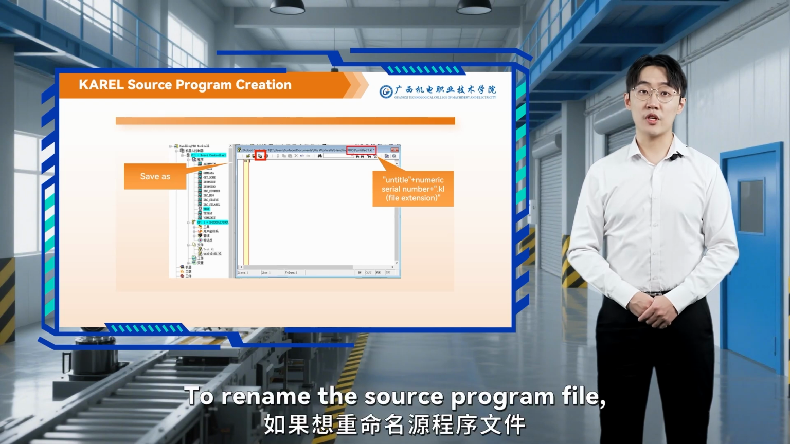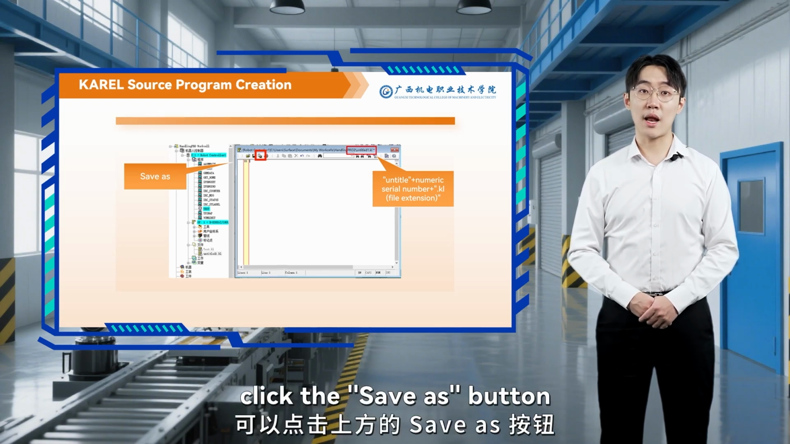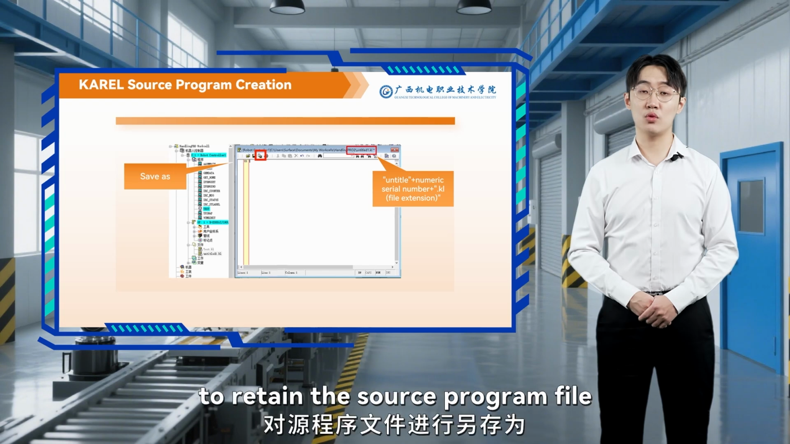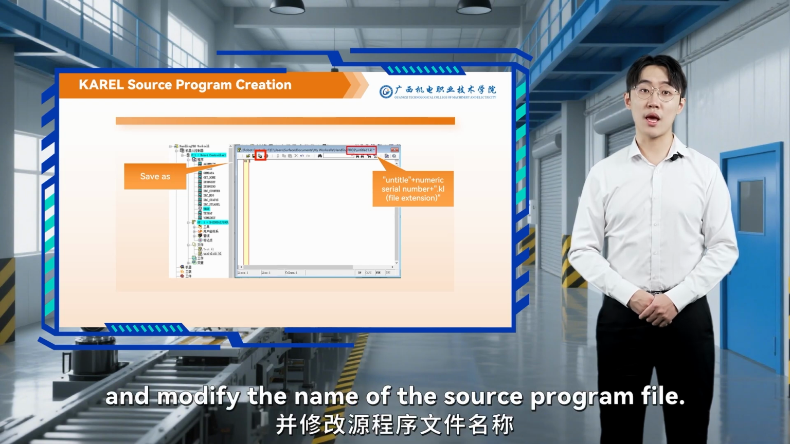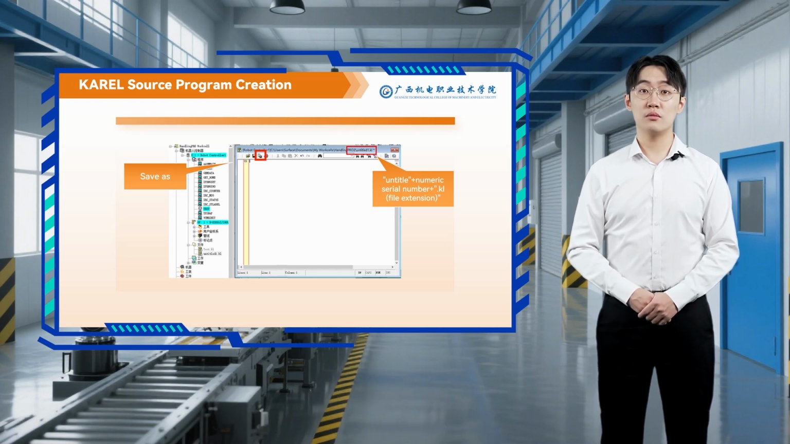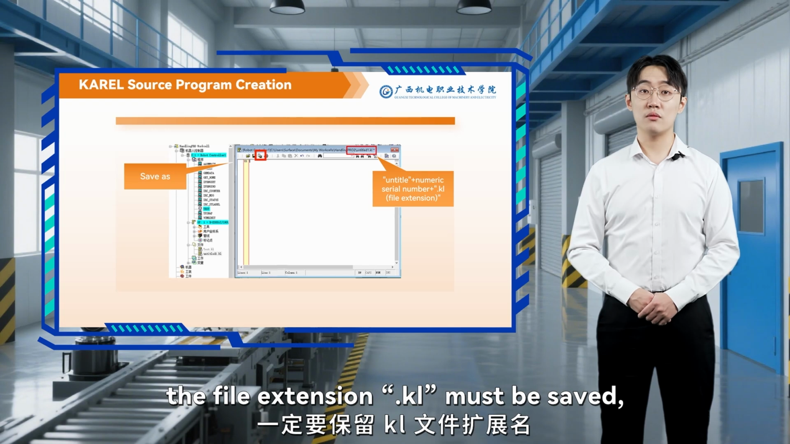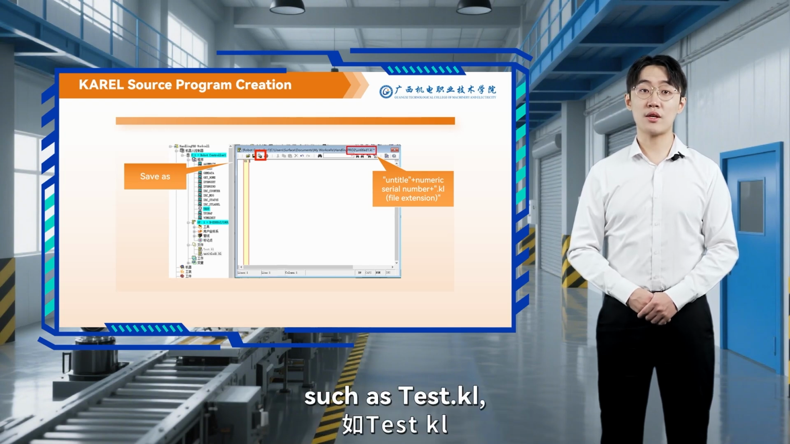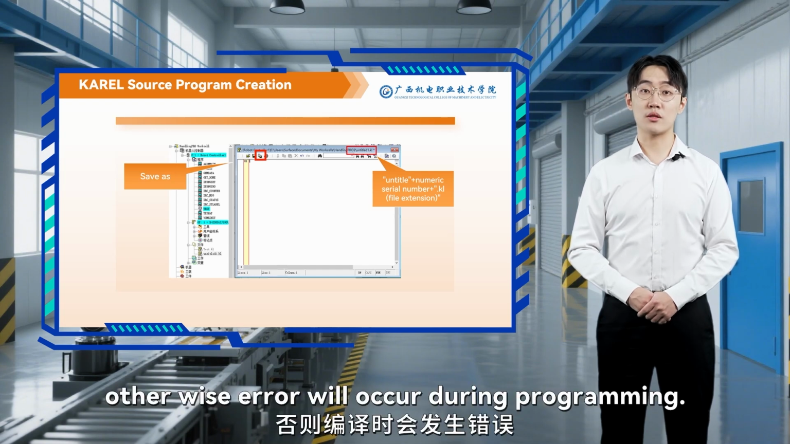To rename the source program file, click the Save As button to return to the source program file and modify the name of the source program file. When inputting the file name, the file extension .kl must be saved, such as test.kl. Otherwise, an error will occur during programming.